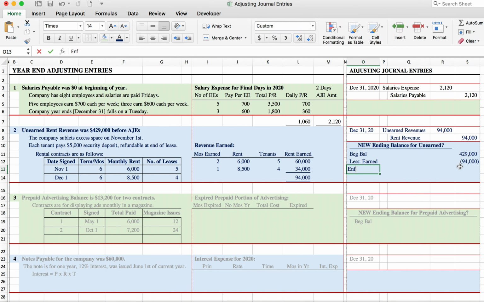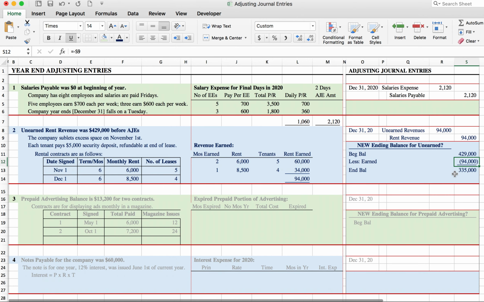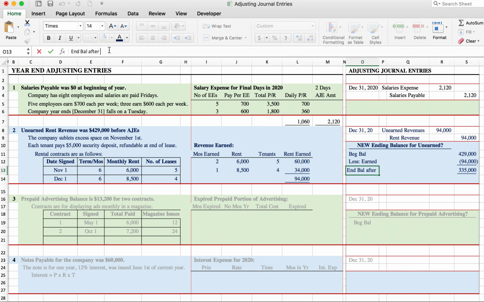So my ending balance is equal to the sum of those two, unearned ending balance, and I just want to put this right here, after year-end adjusting journal entry. And that's important. My balance sheet will now show $335,000.